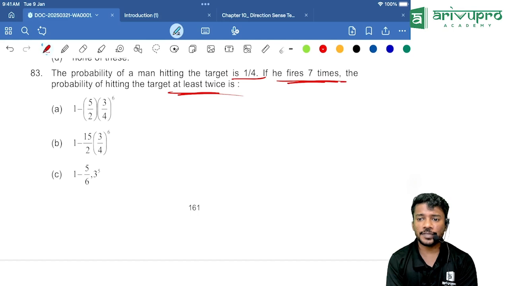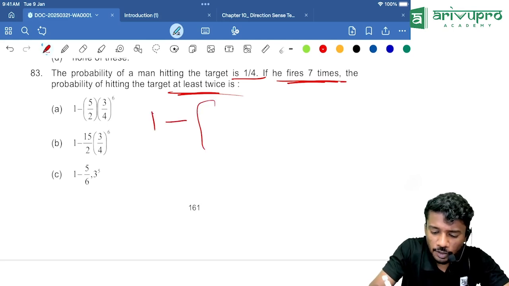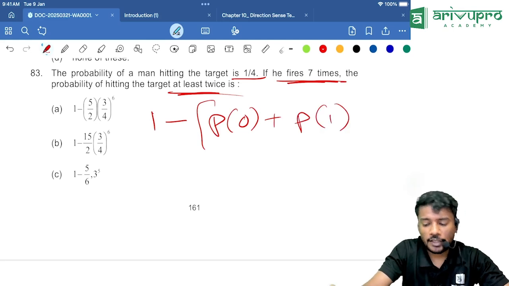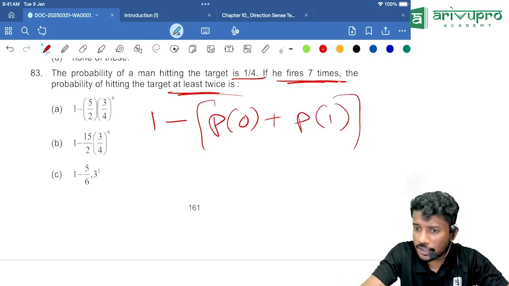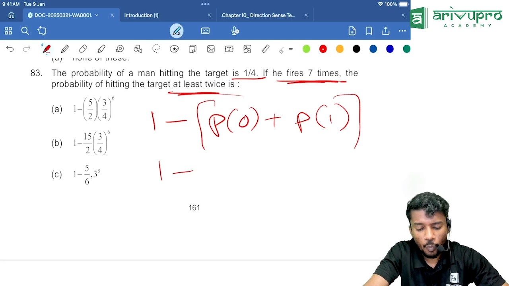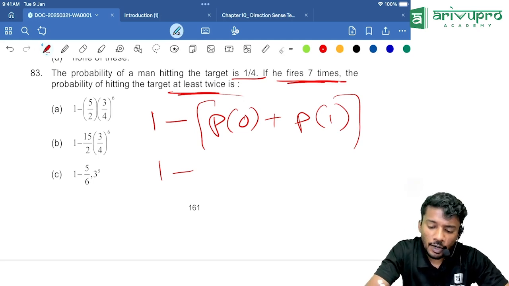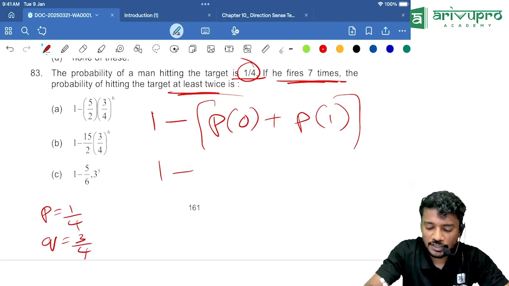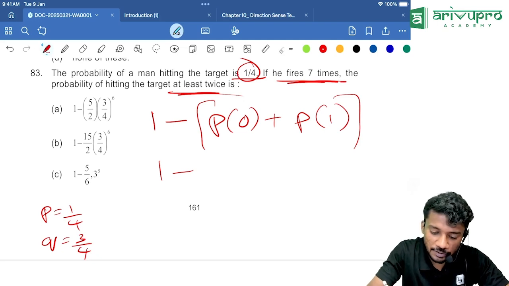At least twice means 2 or more. The best thing is always to take it as 1 minus, P of 0 plus P of 1. Correct? Is there any issue with that? Everyone is clear, right? Now, 1 minus. What is the case? nCr. Him hitting the target: P is equal to 1 by 4, Q is equal to 3 by 4. So first case, nC0. N is how much here?